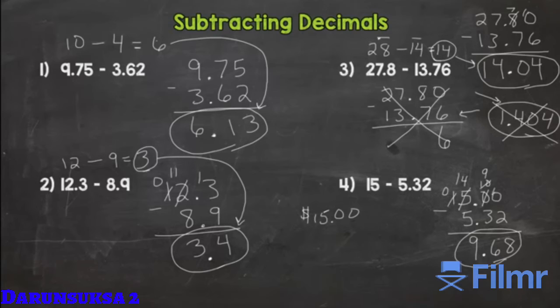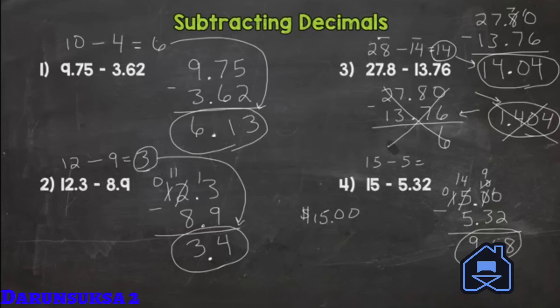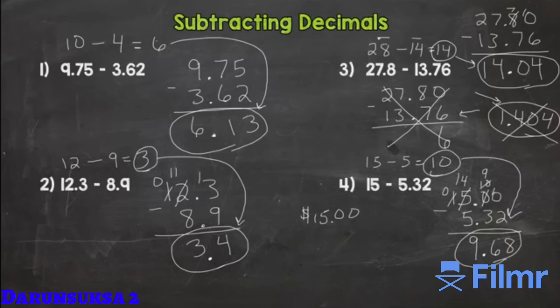Let's do some estimation here to see if this is realistic. So 15 is a whole number, so the closest number, obviously 15. And 5 and 32 hundredths rounds to 5. So we get to 15 minus 5, which is 10. And is our answer close to our estimate? 9 and 68 hundredths? Yes, we have a reasonable answer.